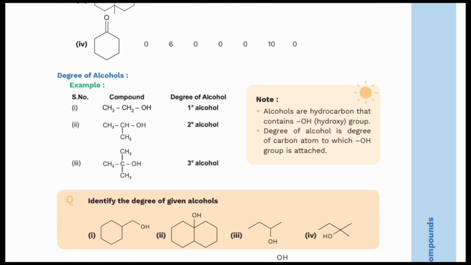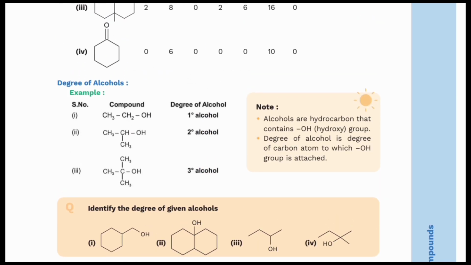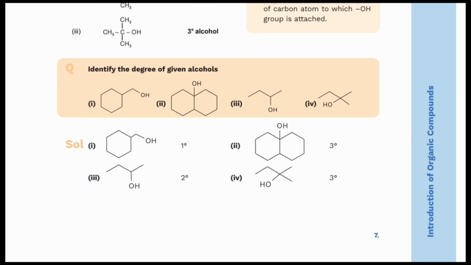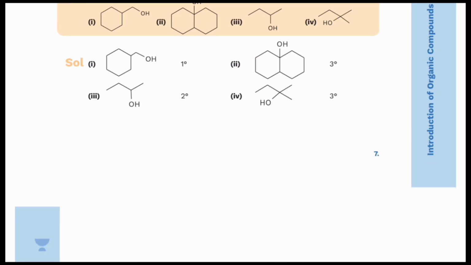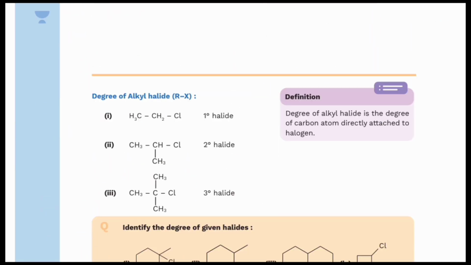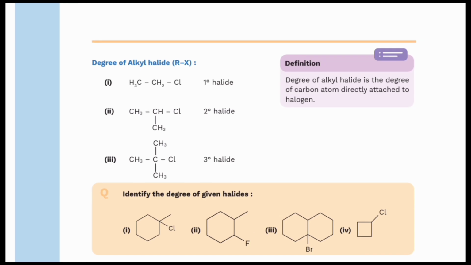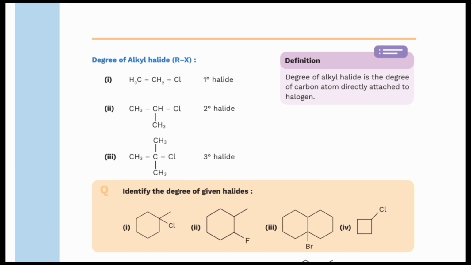Okay, identify the alcohols here. Pause the video and solve this, check your answers and find out if you got it right or not. Degree of halides: halides have the same rule. If attached to a primary carbon, it is a 1° halide, if attached to a secondary carbon, a 2° halide, and if tertiary, a 3° halide. You can have questions here as well.